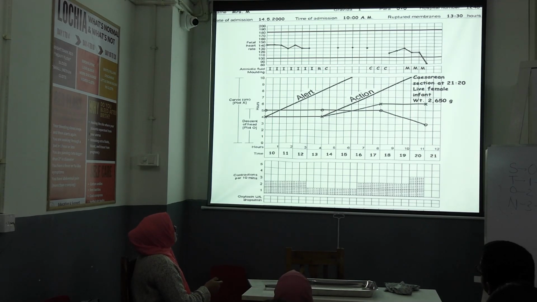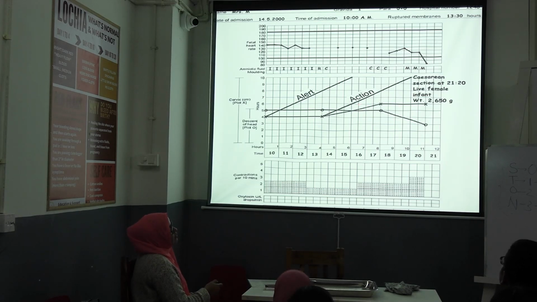But when again after 4 hours you did the PV examination, it was still 6 centimeter dilated. Liquor was still clear. Fetal heart sound was good. That's why we are not doing anything. But when you saw that meconium-stained liquor is there and fetal heart rate is dropping, then obviously you need to terminate, because it has crossed the action line very well to the right side. So you have to take some action. So cesarean section was done in this patient due to meconium-stained liquor and bradycardia.